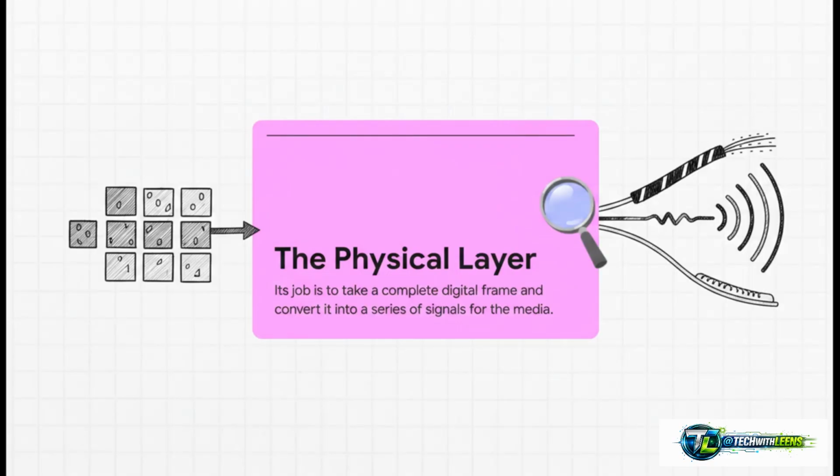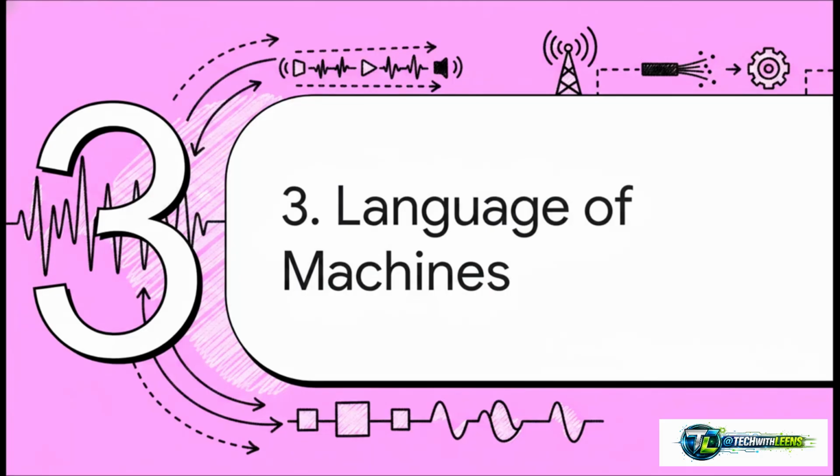So what's its job? Well, it's beautifully simple, but it's also unbelievably important. The physical layer takes a fully packaged chunk of data from the layer above it, just a big old frame of ones and zeros, and its one and only job is to translate all that digital code into a physical signal that can actually travel across a wire, or through the air, or down a tiny strand of glass. So, the big question is, how? How in the world does it do that? How do you turn a 1 and a 0 into something, well, real?